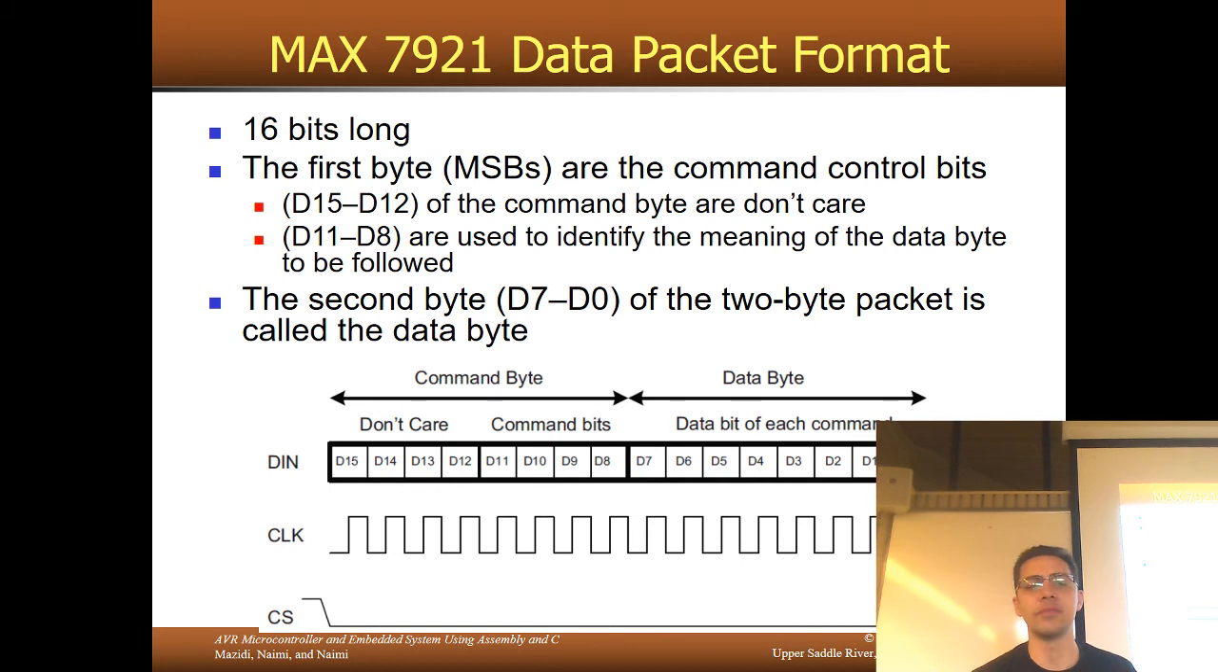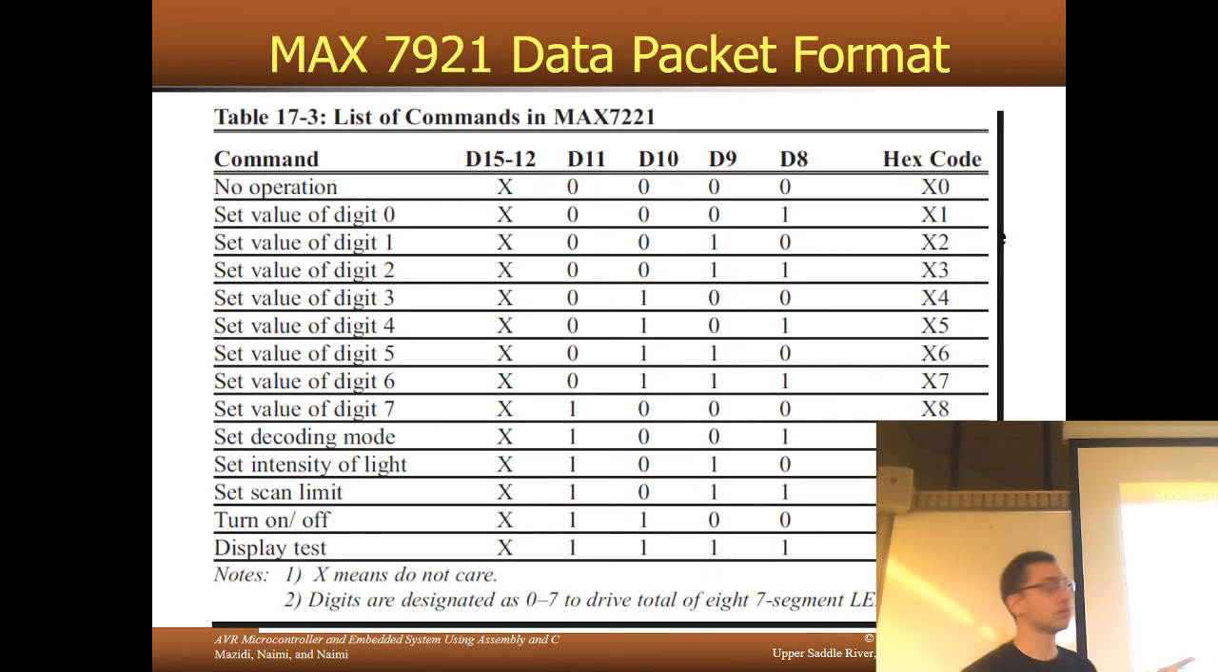So the second byte of the 2-byte packet is called the data packet. Here are the commands. The commands aren't all that interesting. We have no command, no operation, do nothing. Then we have 8 commands, each of which sets a particular digit's value. You can set digits 0, 1, 2, 3, 4, 5, 6, 7, 8.